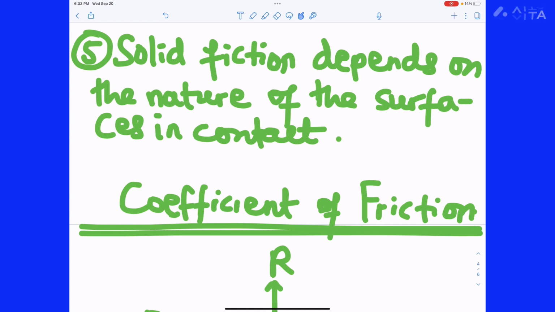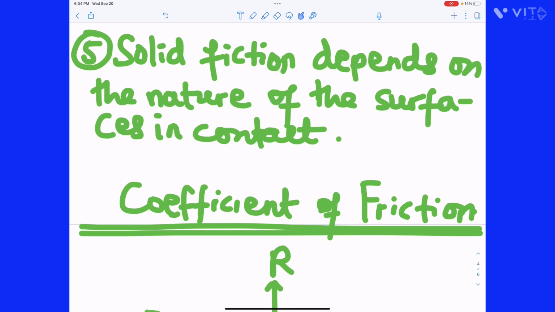Then lastly, solid friction depends on the nature of the surfaces in contact. So you will easily understand that if you put palm oil or groundnut oil on your palms, as you rub them over one another, this loud sound may not be as loud because the nature of the surface has changed.